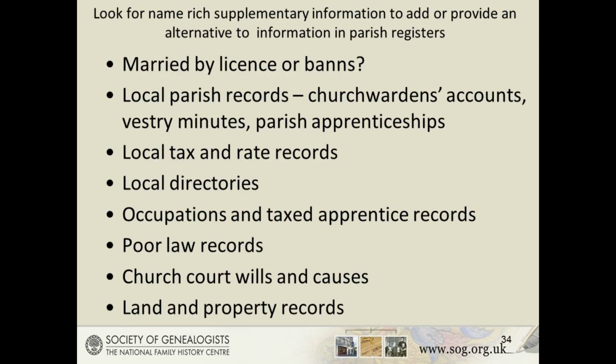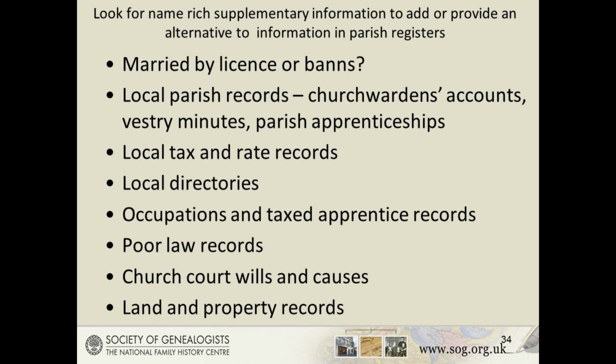As there can be challenges and problems using parish registers, it's important to build up your evidence. Look for name-rich supplementary information to add or provide an alternative to information in parish registers. Were your ancestors married by licence or banns? Can you find local parish records, church wardens' accounts, vestry minutes or parish apprenticeships, for example? Look for local tax and local rate records. Look for local directories. Search for information about your ancestors' occupations or their taxed apprenticeship records. Use poor law records. Can you find church court wills or church court ecclesiastical causes in which your ancestors might be mentioned? Are there any land and property records?